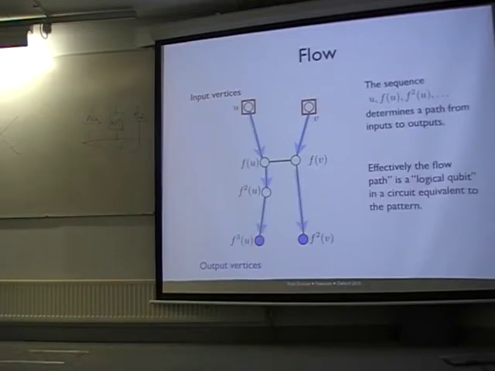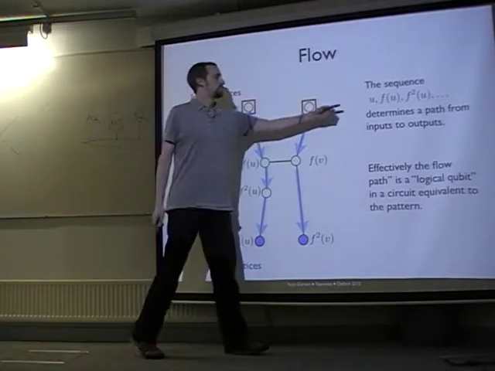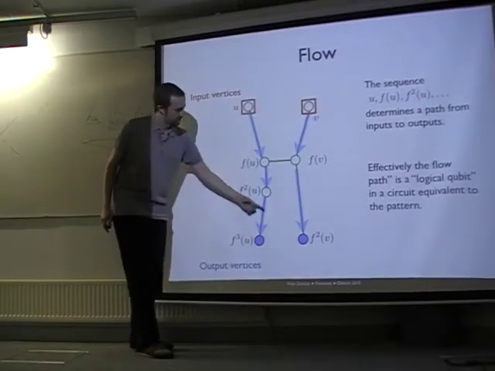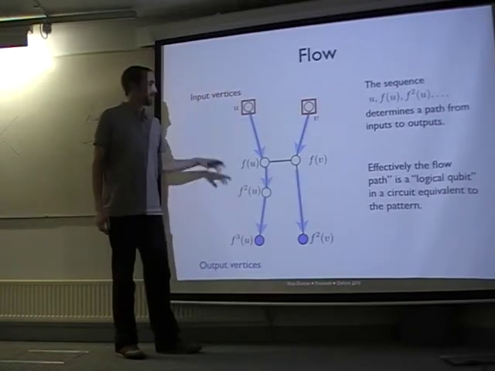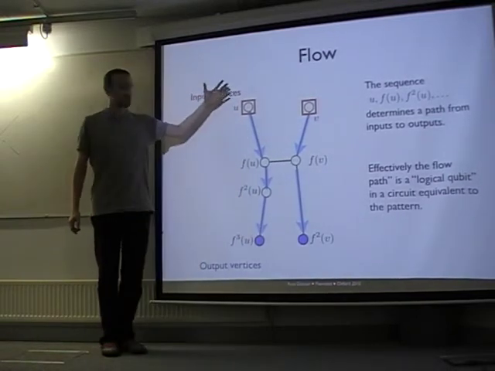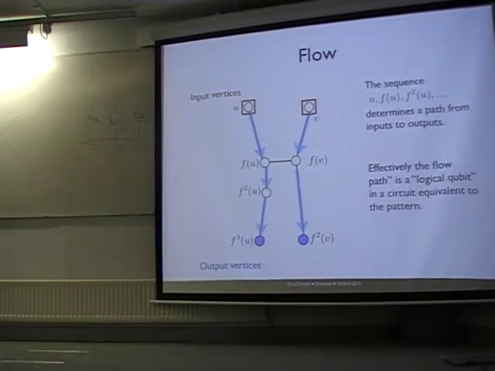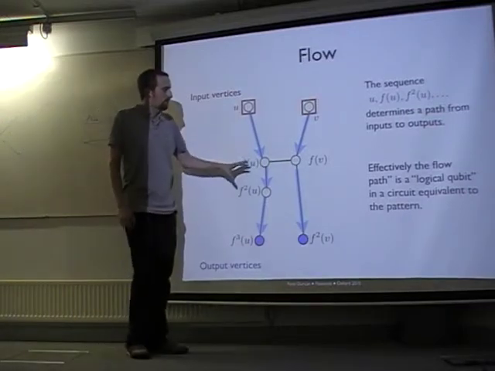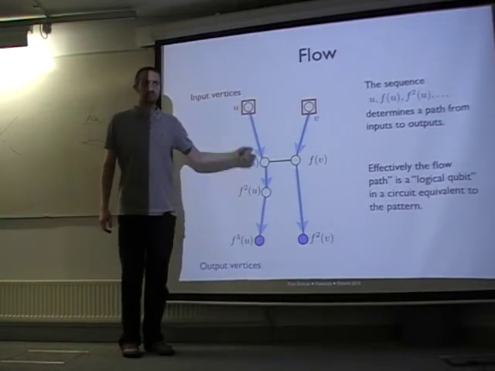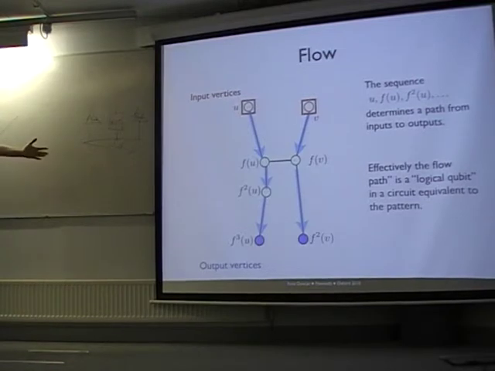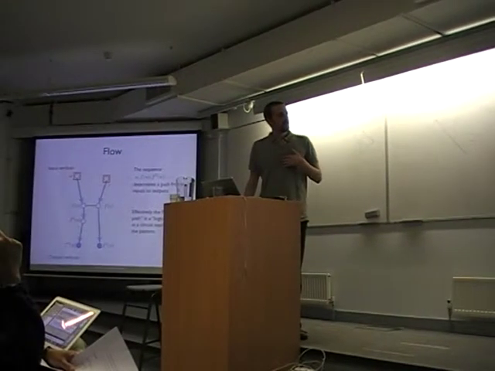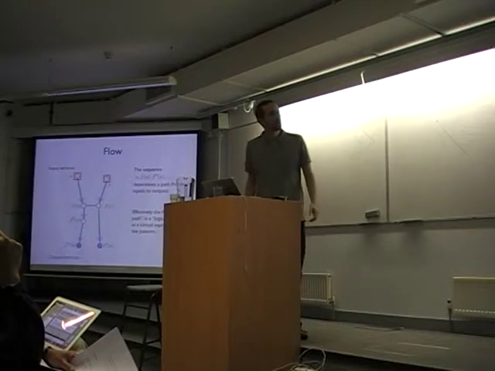So if you iterate the function f from some input, it's basically determining a path through the state to the output. And if you think of these blue lines, you can think of them as being logical qubits in some quantum circuit, which is equivalent to this computation that you're doing by measuring. And I think when you see this picture, you don't have to think too hard to see that I can probably draw a circuit that's going to do this computation. And indeed, you can always translate a measurement-based computation which has a flow into a circuit. But having a flow is a sufficient condition for being deterministic, but it's not a necessary condition.